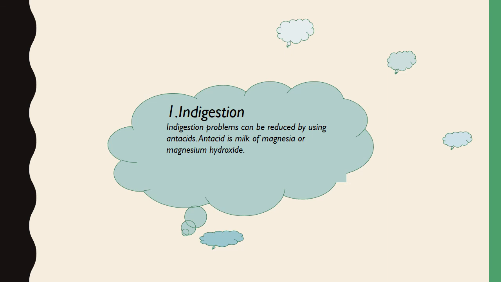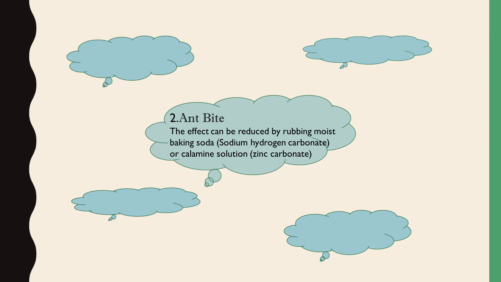Antacid is milk of magnesia or magnesium hydroxide. Magnesium hydroxide is a base. So this base we eat in the tablet form. It enters our stomach, and in the stomach it reacts with the HCl that is present there, and then it neutralizes. Salt is formed, and as a result our stomach ache is reduced and indigestion problems are also reduced.